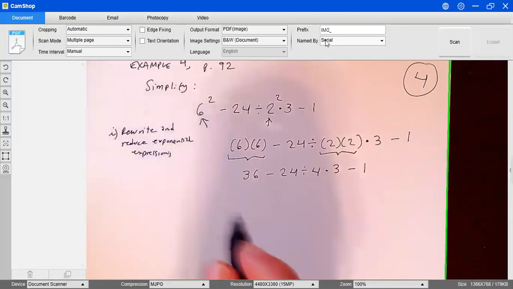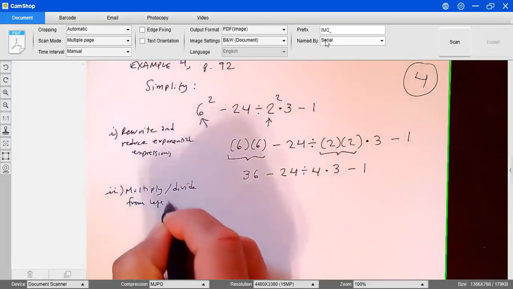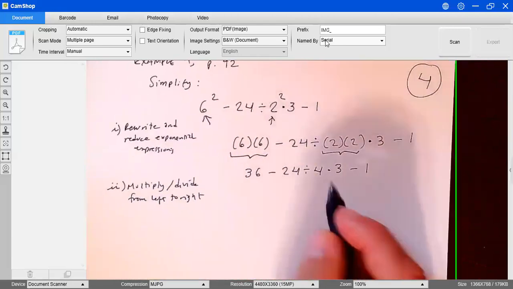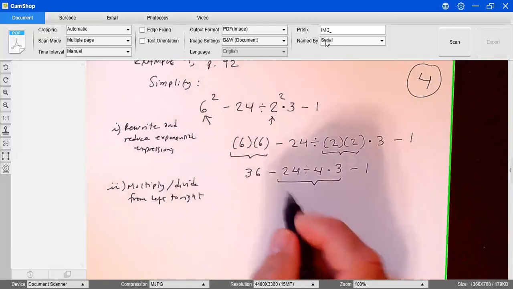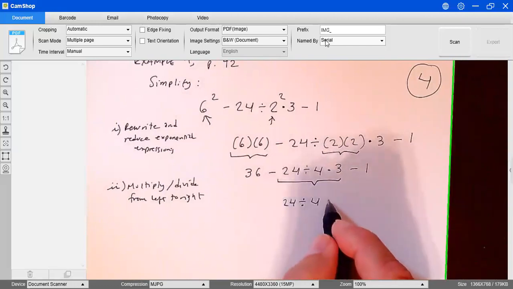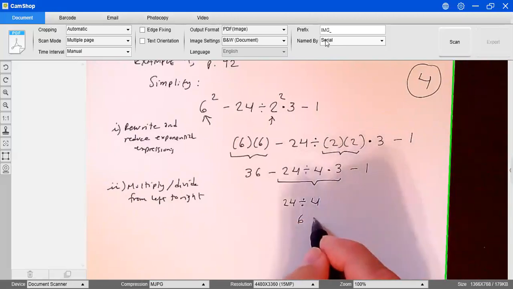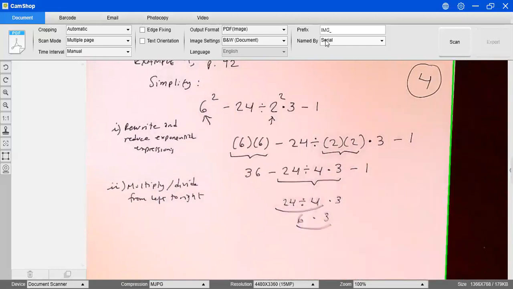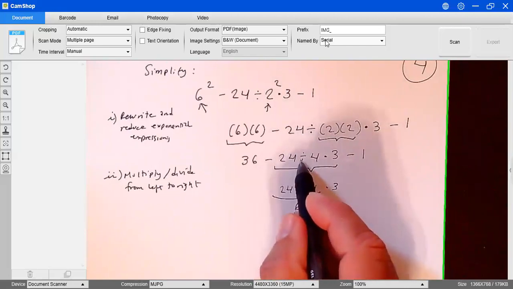Now, the second step, we look for multiplications and divisions. So we're going to multiply and divide from left to right. So where are those? We have this section here where you have multiplications and divisions. So the first one is 24 divided by 4. So 24 divided by 4 is going to be 6. And then we have a multiplication by 3. So we work first the division because it's the first one that appears when you go from left to right. And then we continue to the right, and then you proceed with the multiplication. This is important. You start from left to right, and the first symbol when you start from left to right is a division symbol, and then a multiplication symbol.